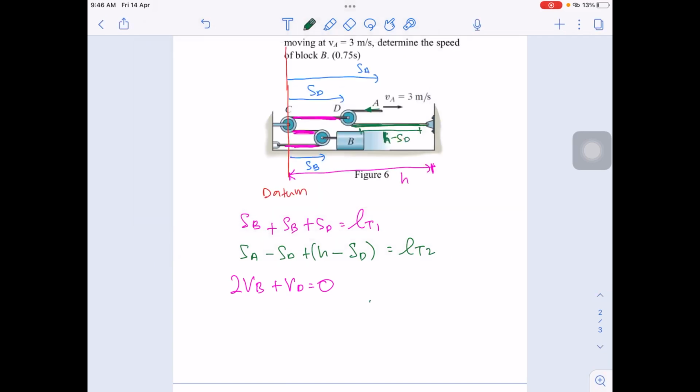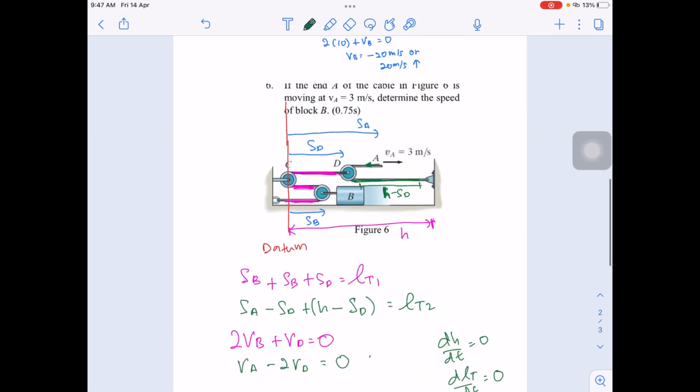So VA minus 2 VD is equal to 0. Okay, H when you differentiate, H is 0, because H is constant. So dH over dt is equal to 0, and dL over dt is also equal to 0.